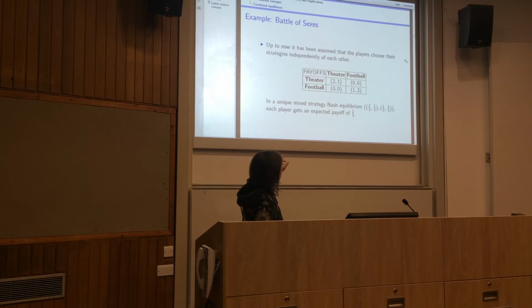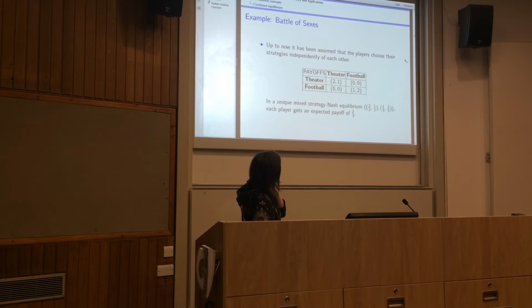So the unique mixed strategy Nash equilibrium in that game would be 2/3, 1/3 for the first player and 1/3, 2/3 for the second player to play their strategies. And the expected payoff for each one of them is 2/3.